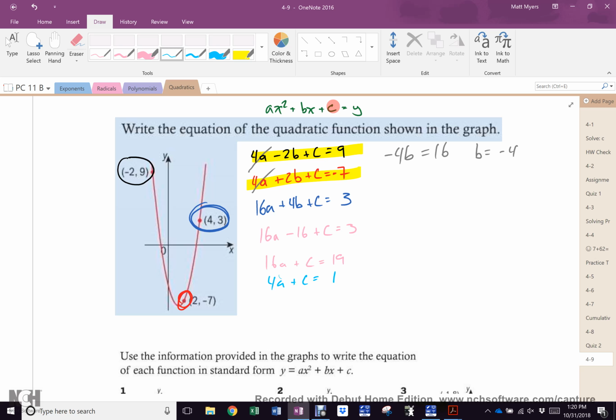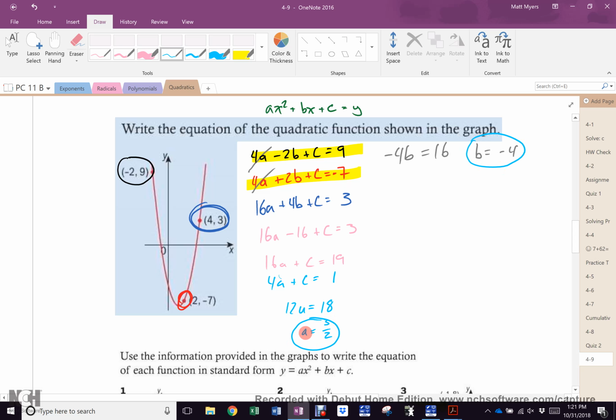Now, can we finish this off real easily? How would I get rid of C? Couldn't I just subtract? So 16 minus 4 is 12a equals 19 minus 1? 18. So a equals 18 over 12, right? Which is 3 over 2. Right? Okay. Now what do I do with that piece of knowledge? Now I've got B. Now I've got A. What's the only thing missing? C.